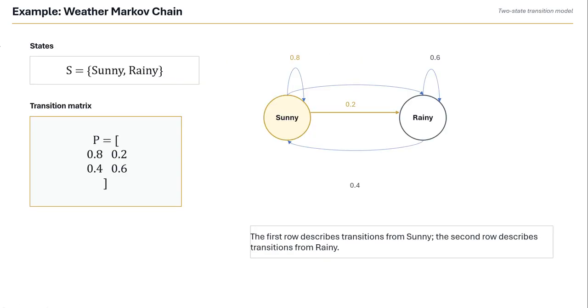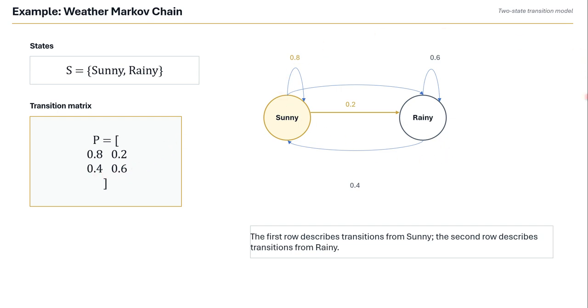Okay, let us look at a simple weather example. Suppose the state space has two states, sunny and rainy. We use the transition matrix P with first row 0.8 and 0.2 and the second row 0.4 and 0.6. The first row corresponds to transitions from sunny. If today is sunny, then tomorrow is sunny with probability 0.8 and rainy with probability 0.2. The second row corresponds to transitions from rainy. If today is rainy, then tomorrow is sunny with probability 0.4 and rainy with probability 0.6.